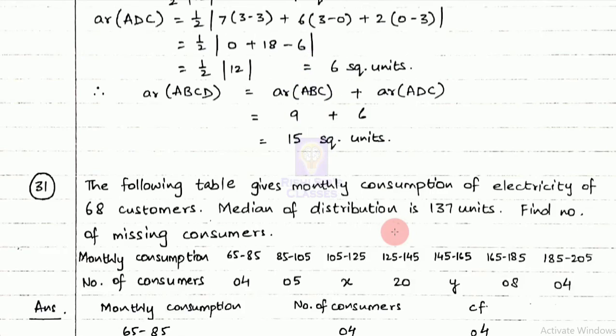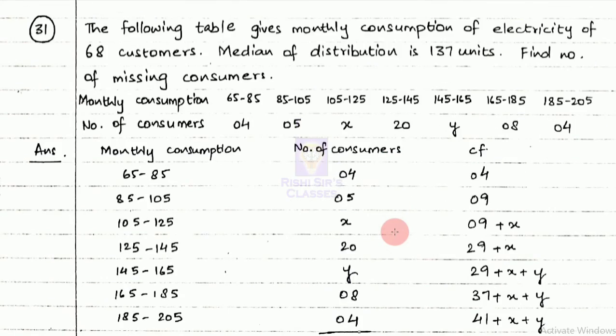Okay. Moving on to question number 31. We have been given a table which gives the monthly consumption of electricity of 68 customers. The median of the distribution is 137 units. We need to find out the number of missing consumers. We have been given this as a table. So we need to find out the values of x and y. Since we have been given the median, we need to find out the value of CF.